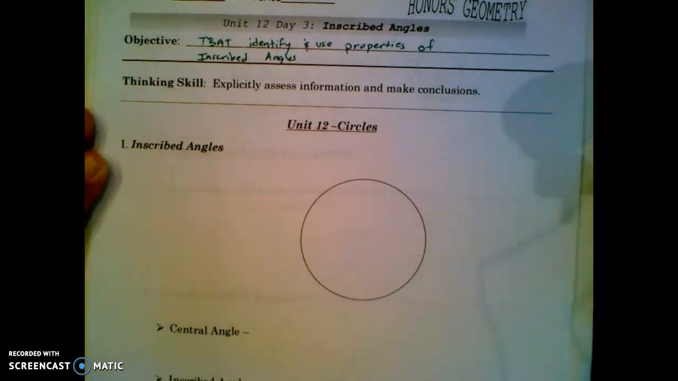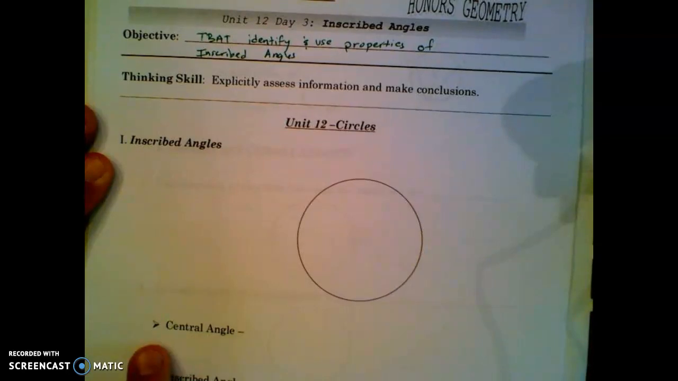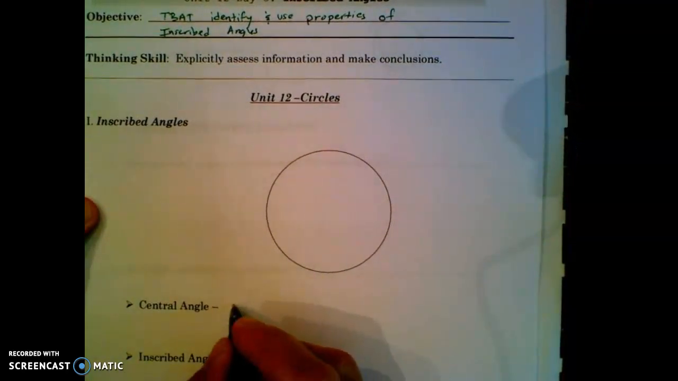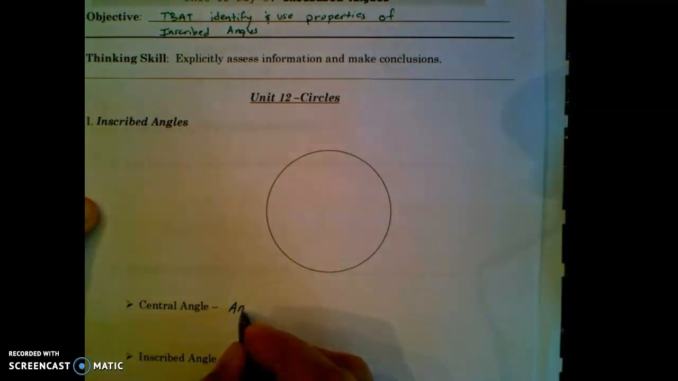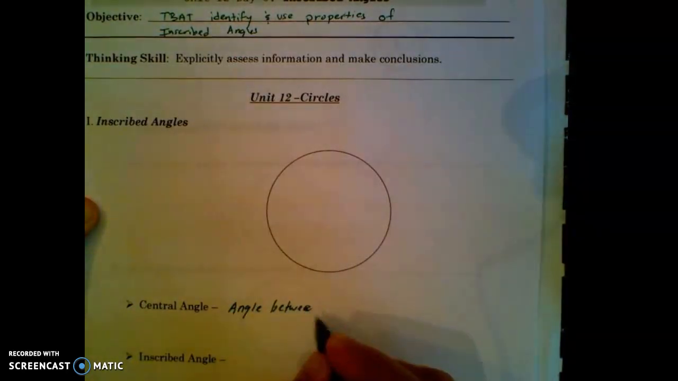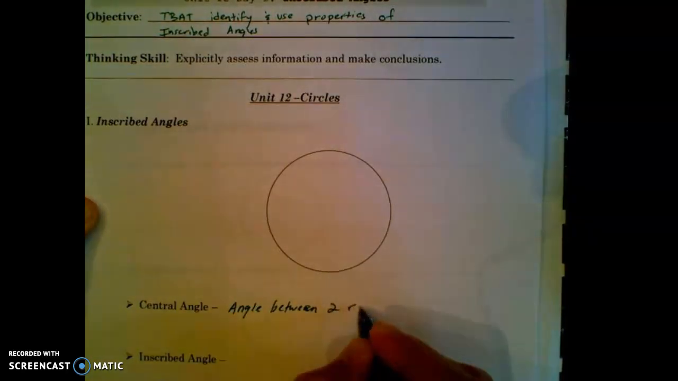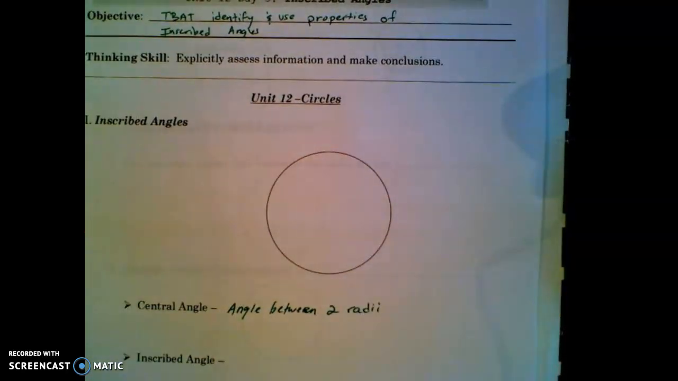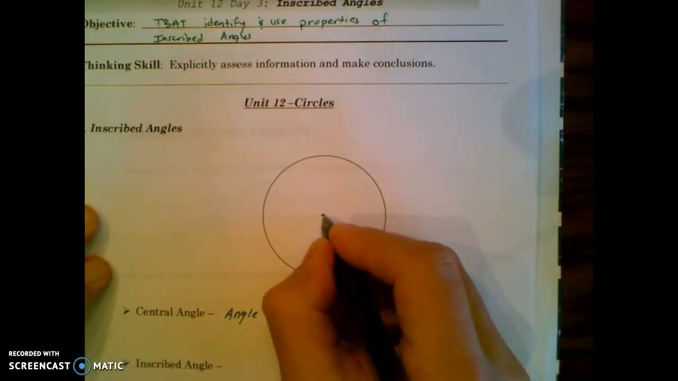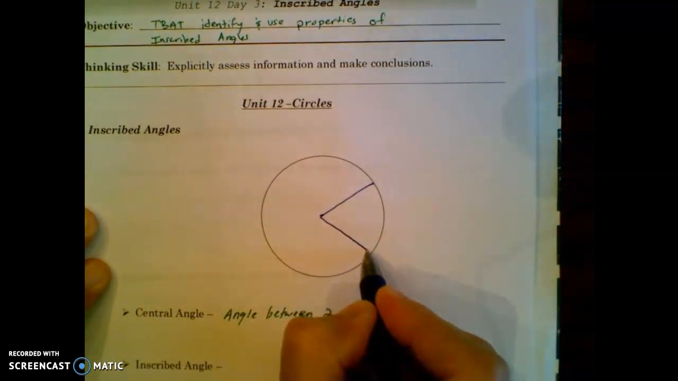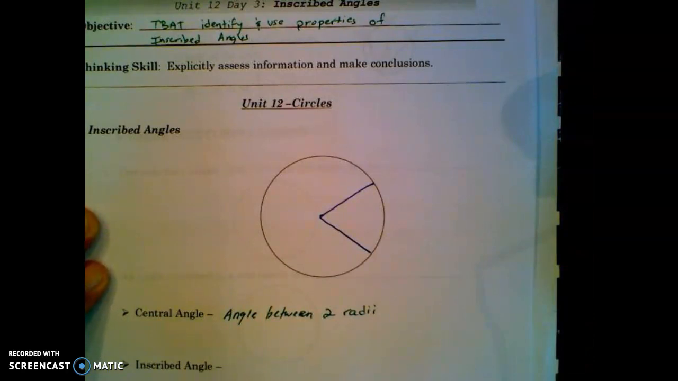So down here I have a picture of a circle, and again I introduced the concept of an inscribed angle by using a central angle. So remember that a central angle is basically the angle between two radii. So if I have one radius like this from the center, that would be a central angle.